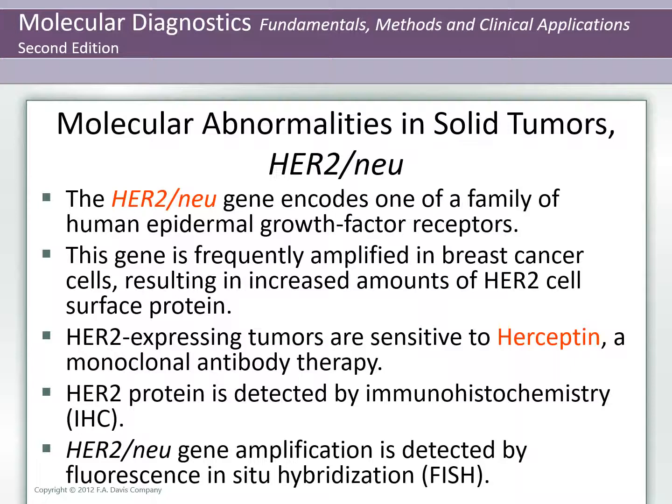The first molecular abnormality in solid tumors is the HER2/neu gene. In normal cells, the protein coded by the HER2/neu gene is required for cells to grow and divide. It's overexpressed in 25 to 30% of human breast cancers, and this is a predictor of more aggressive growth and metastasis of the tumor cells. It's also an indication for use of the anti-HER2/neu antibody drug Herceptin. This therapy works best on overexpressing tumors. Therapy is indicated for HER2/neu positive women with breast cancer that has spread to the lymph nodes or other organs.